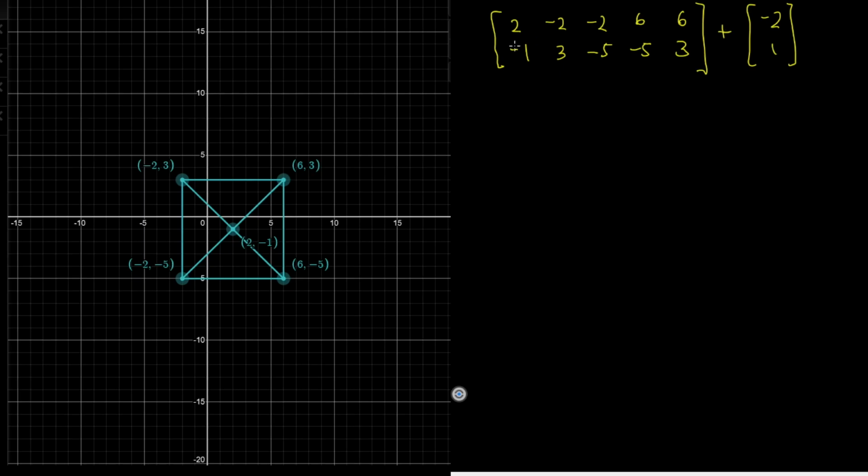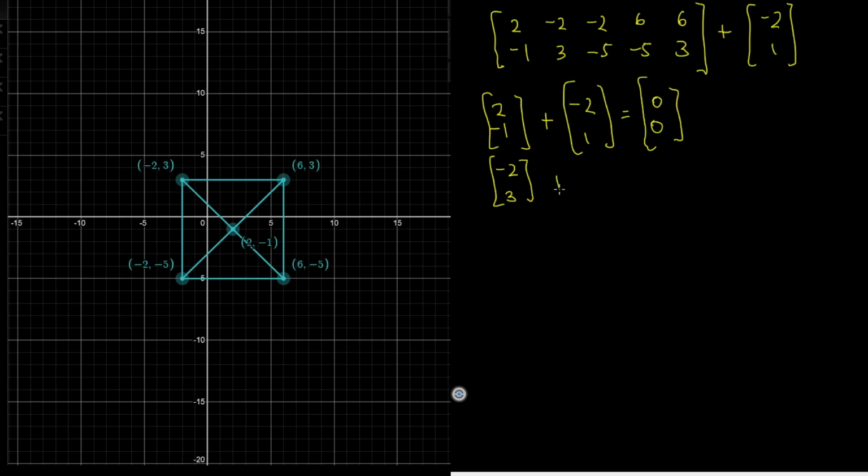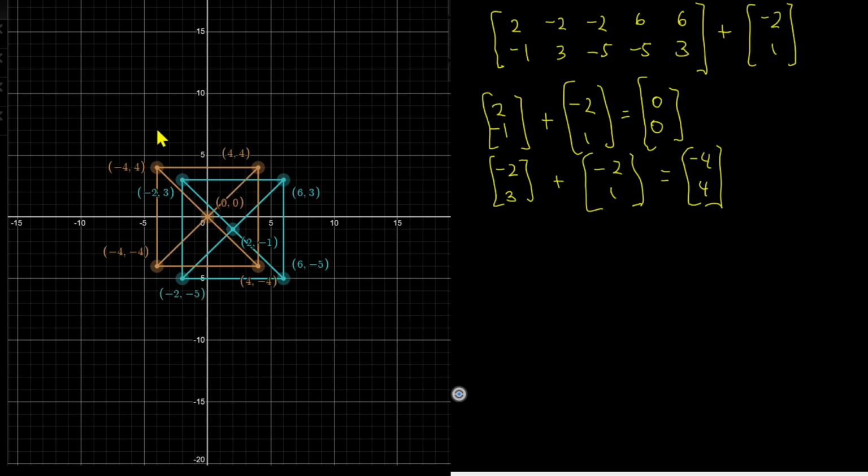So I'm going to show you a sample calculation of 2, -1 plus -2, 1, and that gets us to 0, 0. I'm going to do one more point, this one right here, -2, 3. So -2, 3 plus -2, 1, and that is going to be -4, 4. Let's come over here, and you can see each of these green points goes up by 1 and to the left by 2 via the sample calculations we have here.